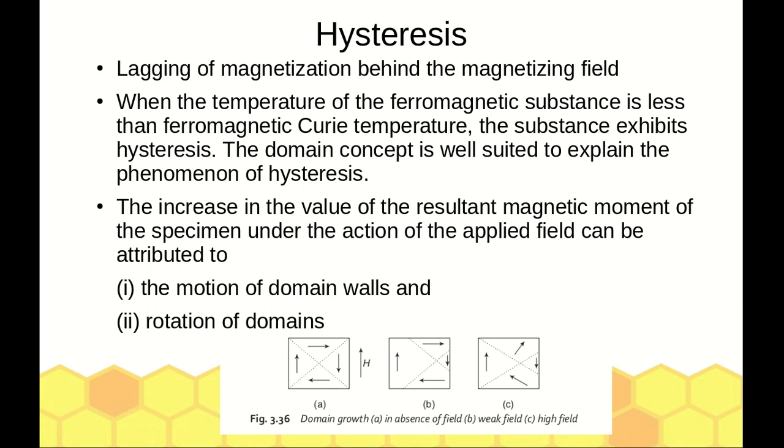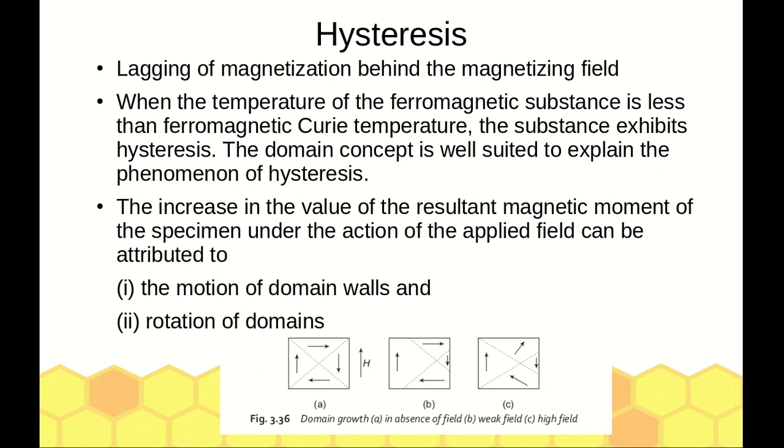Hysteresis is a property of a ferromagnetic material. The word hysteresis means lagging. So, lagging of magnetization behind the magnetizing field is known as hysteresis in a ferromagnetic material.